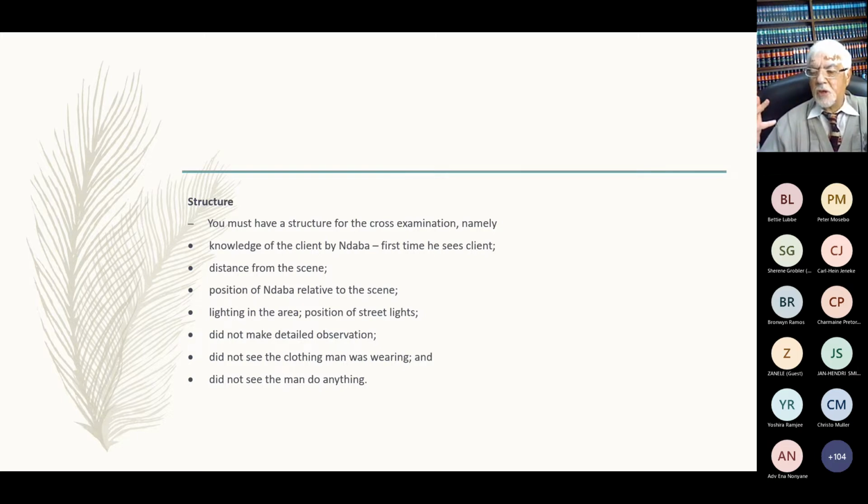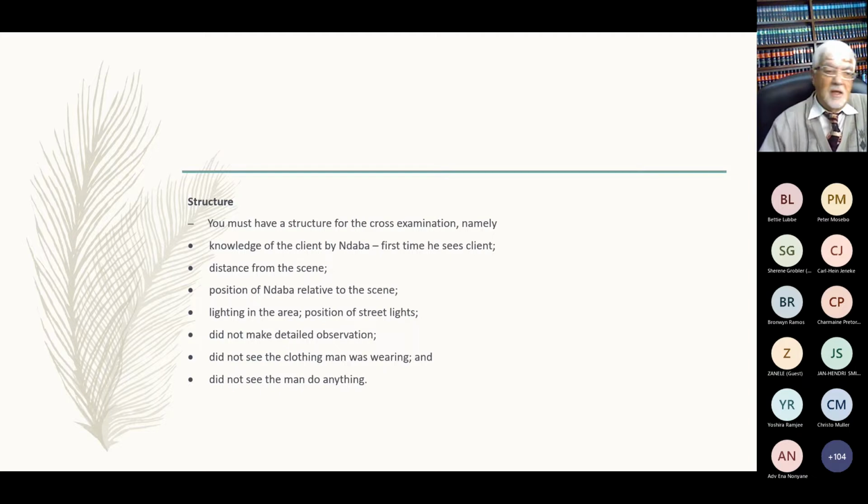Mr. Ndaba, you don't know my client. No. You never saw him before. No. According to you, you saw him for the first time on that day. Yes. You only saw him for a fleeting moment. Yes. You see, I got what I want. I didn't say, well, then you must be mistaken that it's my client. You'll say, no, I know it's him. I saw him. Okay.